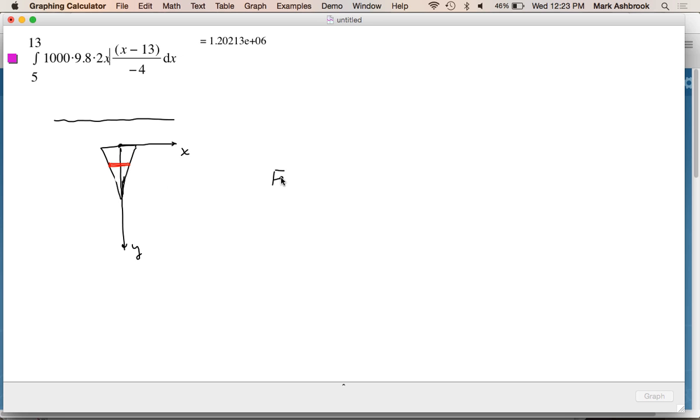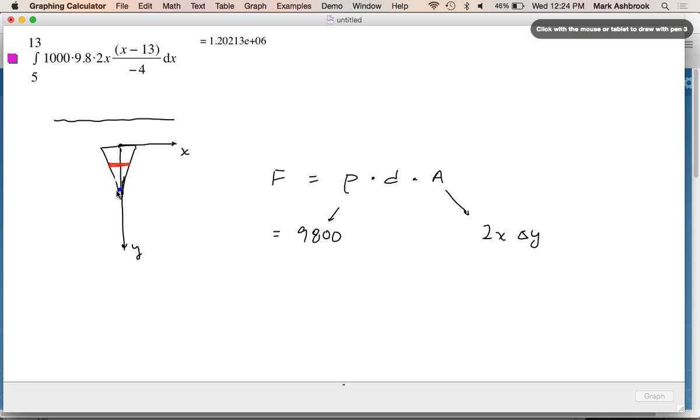So we have force equals rho g dA. Would rho be different than the last time we did it? No, it's still 9,800, right? That'd still be the same. Would A be different? It would, because it'd still be 2x delta y, but now x is a function of y, a different function, so the line that you'd get would be a different line.